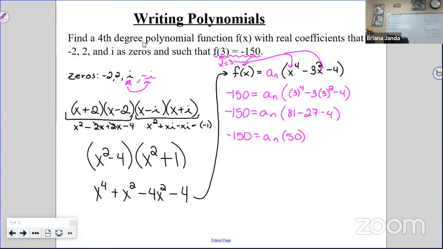You can call whatever variable you want. b, z, c, pick a variable. I don't care if a sub n bothers you, but now I'm just dividing by 50 to figure out what that variable is. And it's -3. So to finish out our problem, I'm going to put that back in here and distribute it through to figure out our specific polynomial.